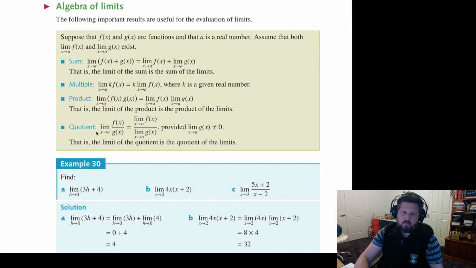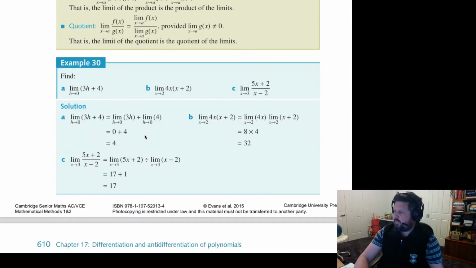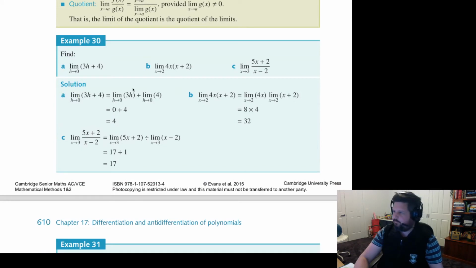Quotient is the same thing. If you have to find out the limit of a function divided by another function, you find out the limit of the first function, which is f of x in this case, divided by the limit of the second function. So here are some examples dealing with that.